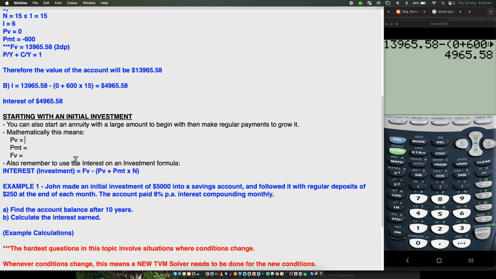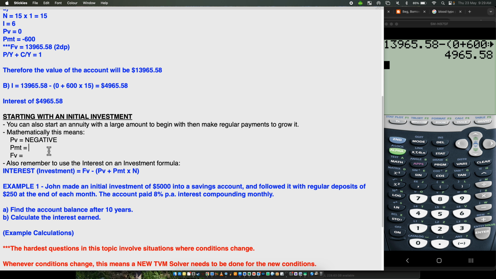Let's have a look at starting with an initial investment. Hopefully you logically get it now, how this TVM solver works. You can also start an annuity with a large amount to begin with and make regular payments on top of that. If you started with a certain amount in the bank, what's PV going to be? Positive, negative, or 0? Think about it. Good, negative, because you put a giant chunk of money in the bank. So PV is going to be negative.